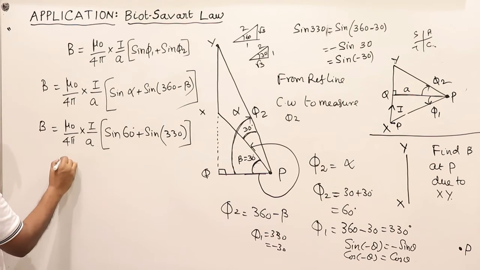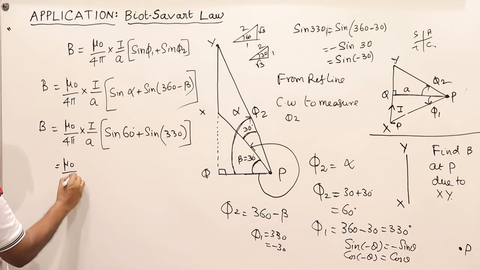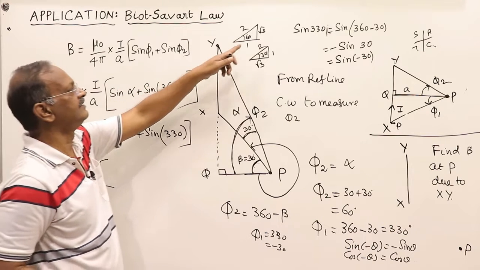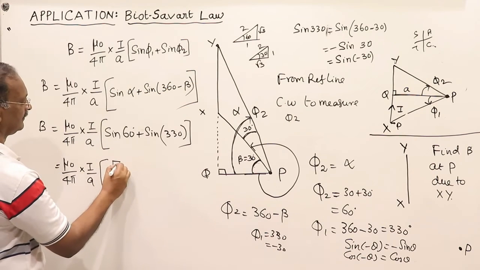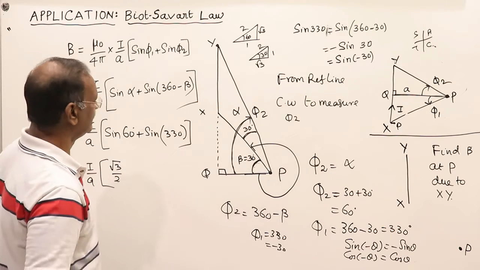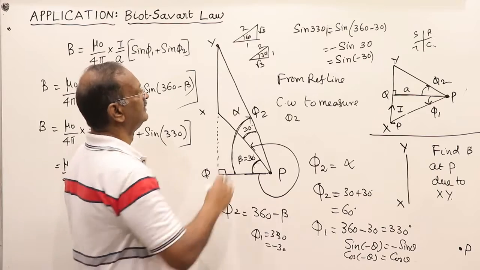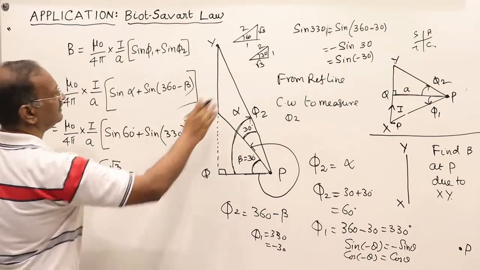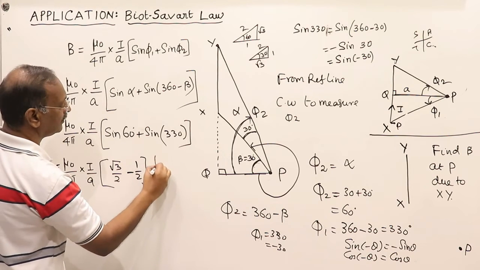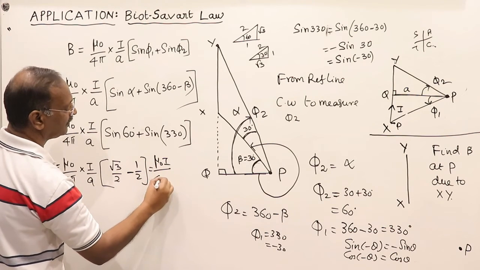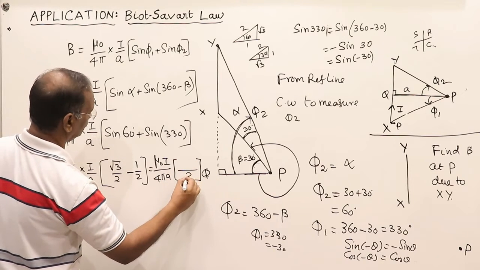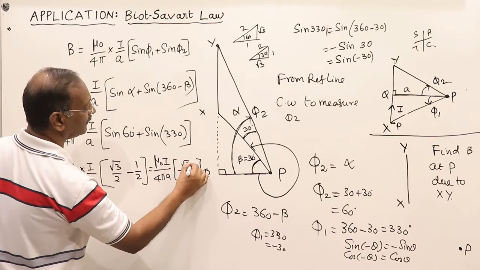So this is equal to mu naught by 4 pi into I divided by A into sin 60. Sin 60 is equal to root 3 by 2. And sine of 330 is equal to minus sine of 30. Sine of 30 means half, from here, 30 degrees, half. So this is mu naught I by 4 pi A into 2 divided by root 3 minus 1.